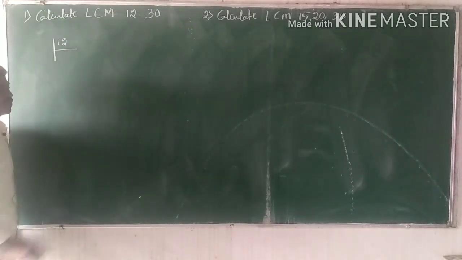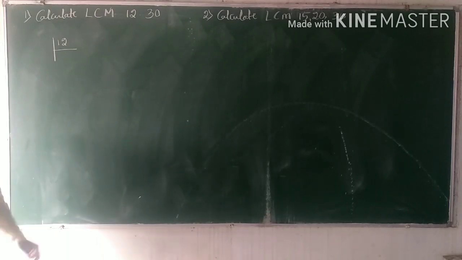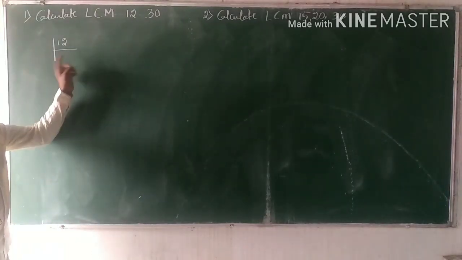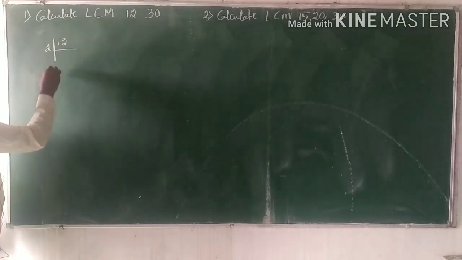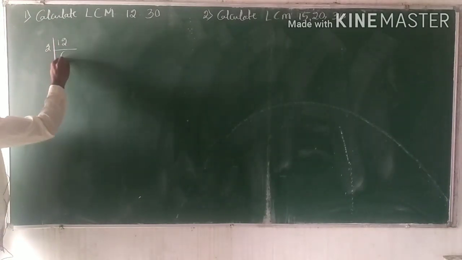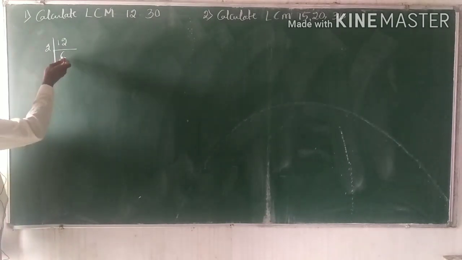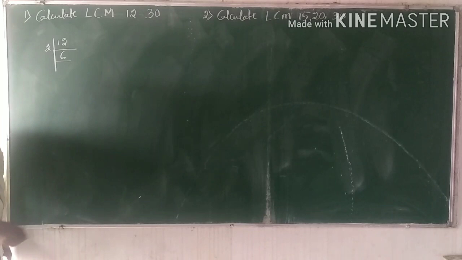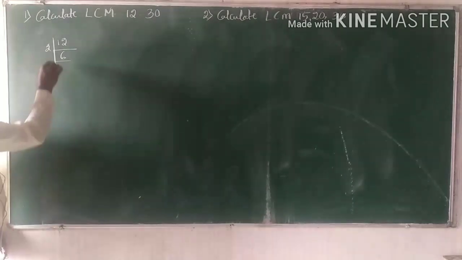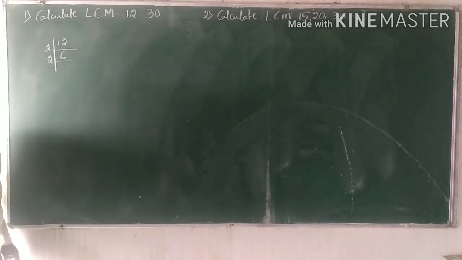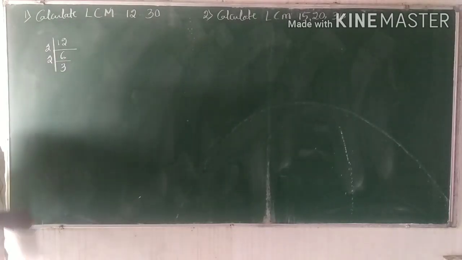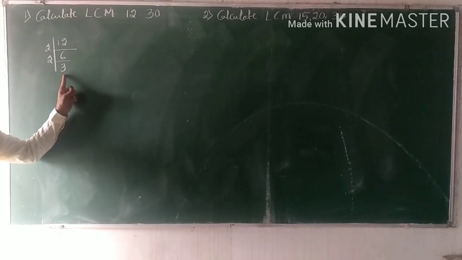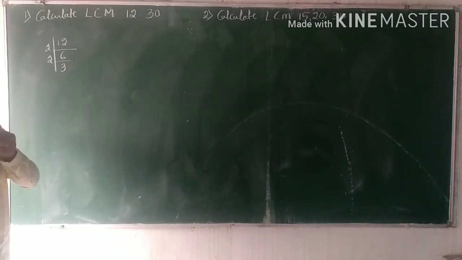Now the number 12 is an even number, so we can divide it only by an even number. That's why I take 2. 12 divided by 2 gives 6. Now 6 is also an even number, so again I take 2. 6 divided by 2 gives 3. The balance is 3, which is an odd number as well as a prime factor.